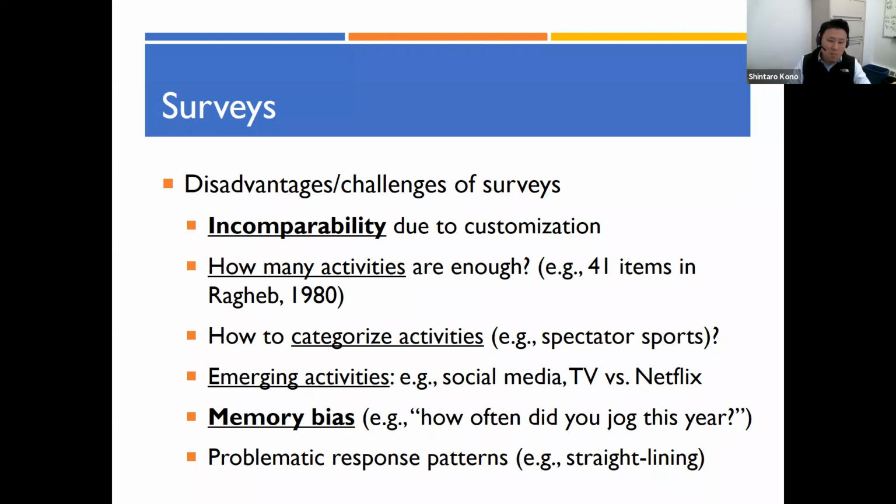And then finally, problematic response patterns, like what's called straight-lining. Let's say, how often did you do these activities, 1 to 5, 1 being never, 5 all the time, very often, right? People go like 5, or 3, which doesn't represent their reality, but is just an easy way for them to finish the survey, especially when the survey is longer.